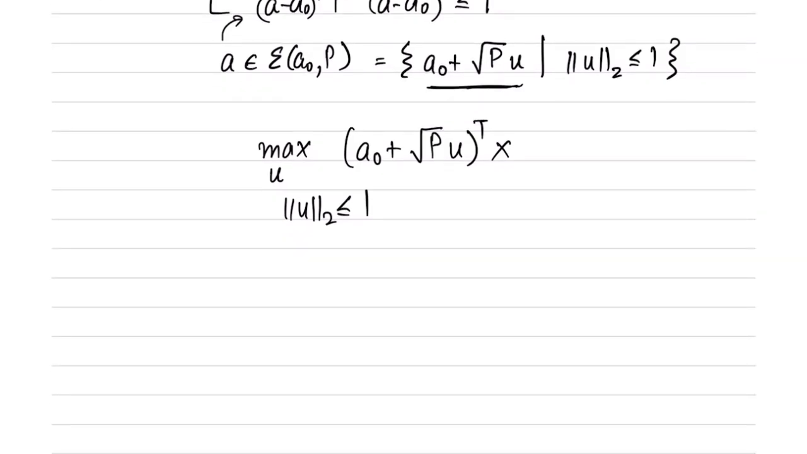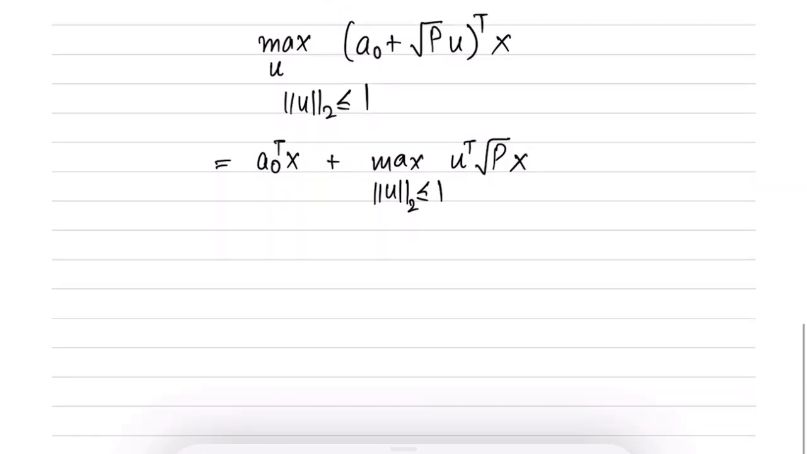This can be written as A0 transpose X plus the maximum over norm of U less than or equal to 1 of U transpose square root P times X. So now we have basically taken out the constant because the maximization does not depend on X. The maximization is with respect to U. So the objective now is to maximize U transpose square root P x subject to norm of u less than or equal to 1.